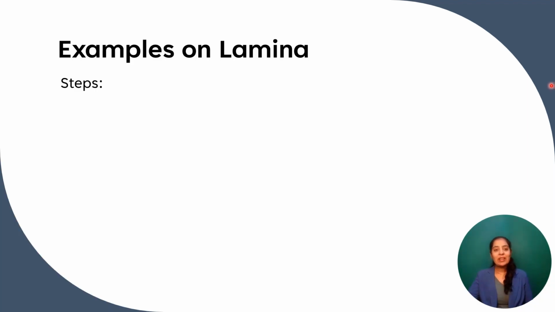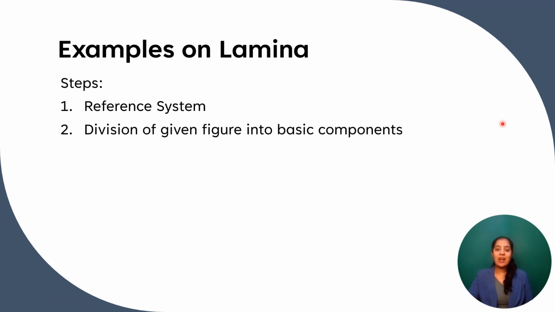So, to calculate CG of the lamina, we will follow certain steps. So, it will simplify the calculations. First, we will decide the reference system, that is x and y axis. Then we will divide given figure into basic components, that is basic geometrical shapes, example rectangle, triangle, circle, etc. Then we will make calculations according to this table.